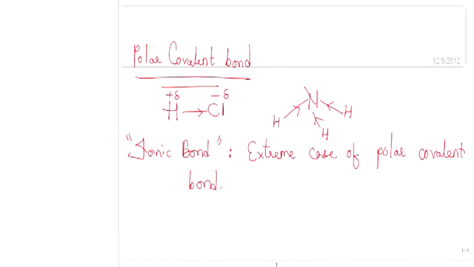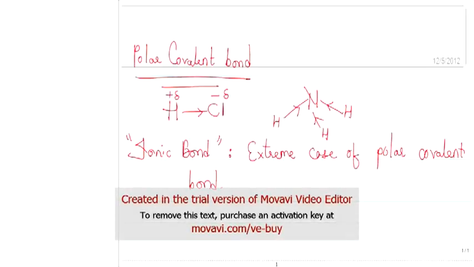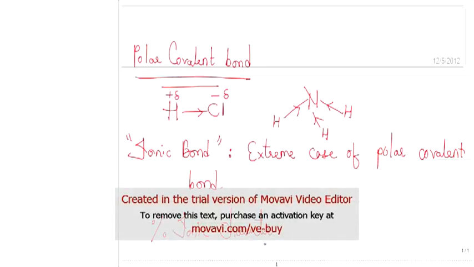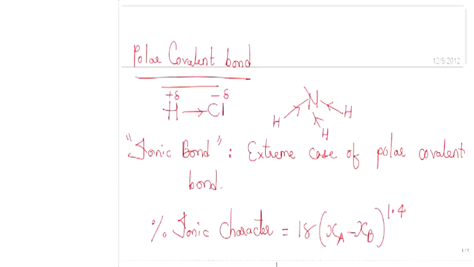Many equations have been given for evaluating the percentage ionic character of polar covalent bonds. However, one of the equations which we can use is Pauling's equation. Pauling's equation says that percentage ionic character of any polar covalent bond is given as 18 into (Xa minus Xb) raised to 1.4. What are Xa and Xb?